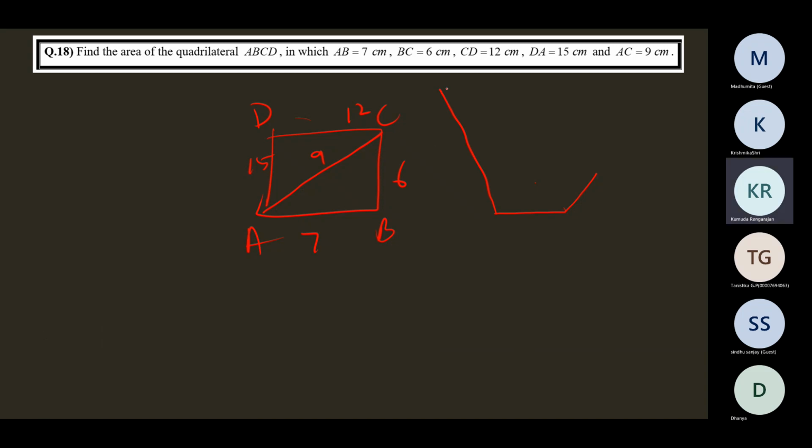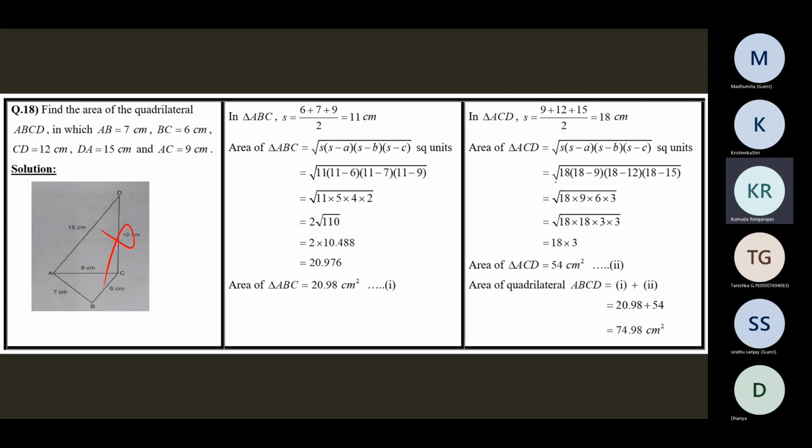And I connected it from here to here, like this. That's all. So now mark A, B, C, D. Then this 5, 15, 12, 6, 7. And the diagonal AC is 9, like this. That's what you can see here also.